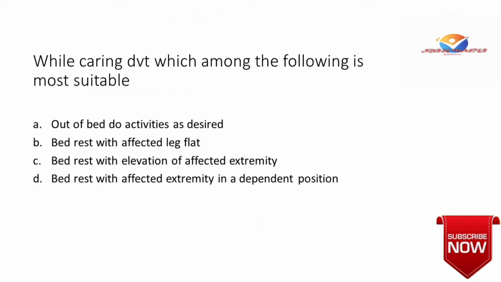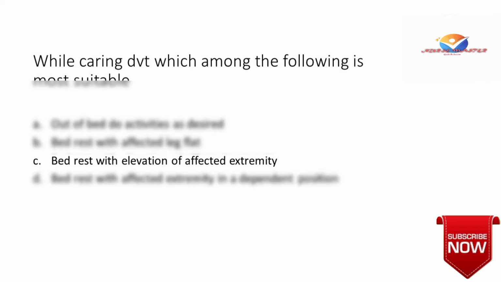While caring for deep vein thrombosis, which among the following is most suitable? Option A, out of the bed, do activities as desired. Option B, bed rest with affected leg flat. Option C, bed rest with elevation of affected extremity. Option D, bed rest with affected extremity in a dependent position. The correct answer is option C, bed rest with elevation of affected extremity.